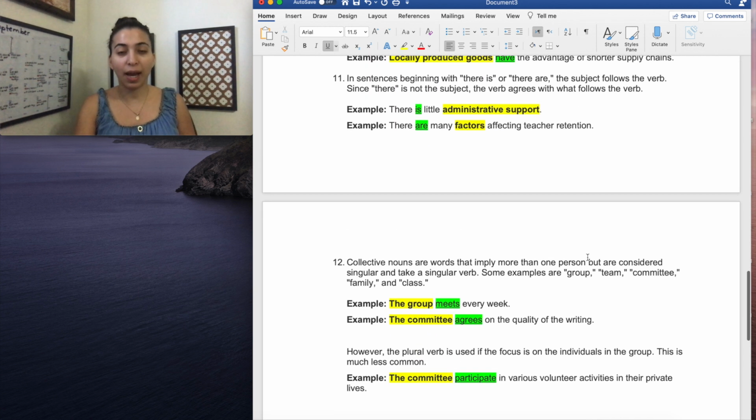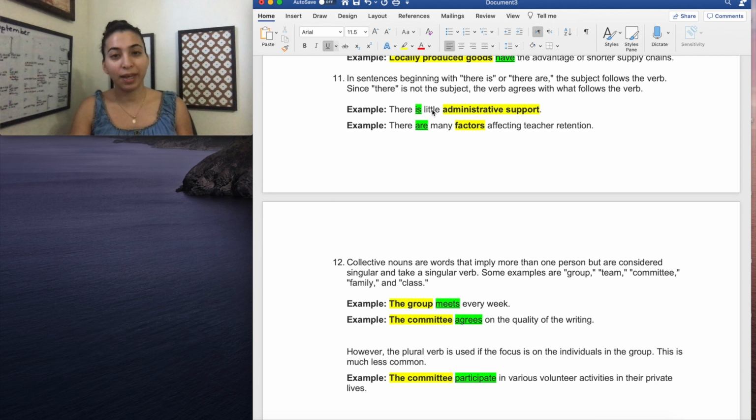All right, and then we have number 11. In a sentence beginning with "there is" or "there are," the subject follows the verb. Since "there" is not the subject, the verb agrees with what follows the verb. There is little administrative support. So do you guys get this?